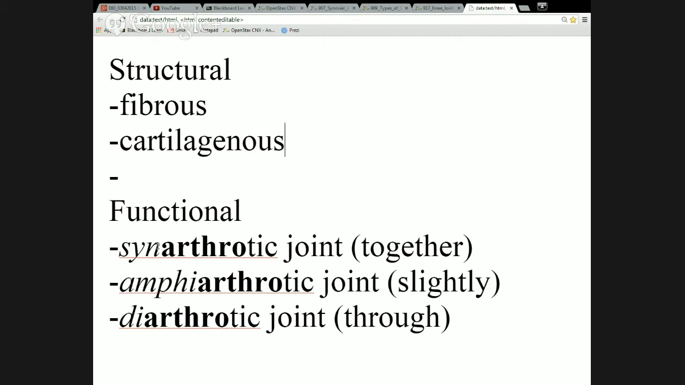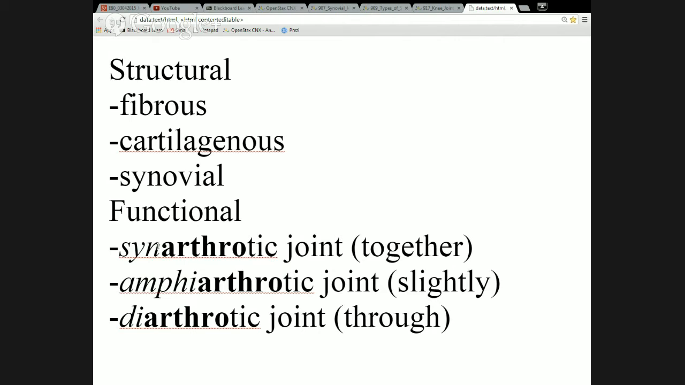When I was talking about fibrocartilage back when we were doing tissues, I mentioned the intervertebral discs and the pubic symphysis. Those are examples of cartilaginous joints because there's fibrocartilage between the two bones, whether it's between the bodies of two vertebral bones or between the two pelvic bones where they come together at the pubic arch. That's just cartilage there. The third type is called a synovial joint, and that's the type that we're going to be paying the most attention to.